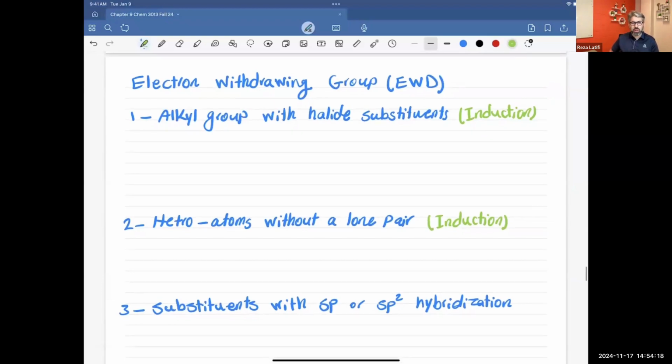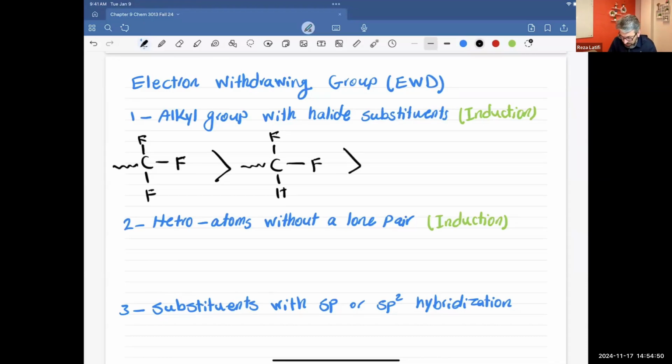Now how about electron withdrawing group? If you take an alkyl group and replace the hydrogen atoms by electronegative elements like fluoride, chloride, bromide, whatever, say I replace 3 of them by fluoride, that's going to be an electron withdrawing group. If you replace only 2 of them, again, it is still an electron withdrawing group, but weaker than the previous one. In this case, I'm going to keep only 1 fluoride and replace 2 of the fluorides by hydrogen. This one will still be an electron withdrawing group. Why? Because fluorine is going to pull electron density, while hydrogen is giving electron density. So those are electron withdrawing groups.